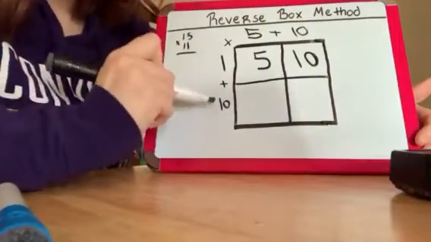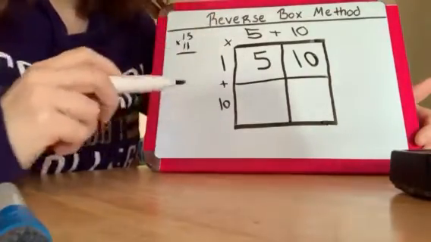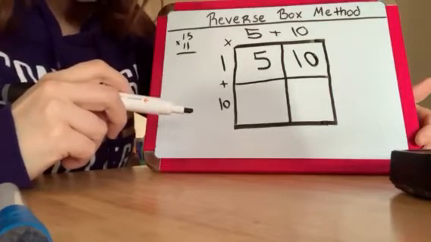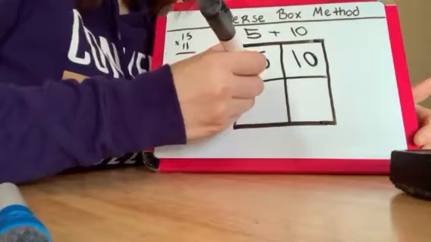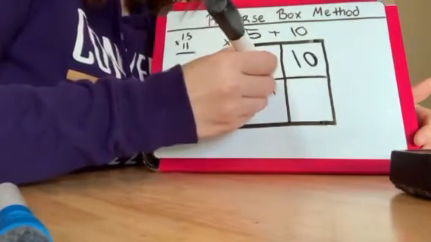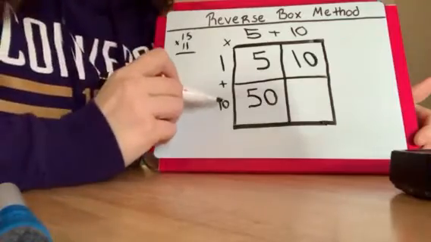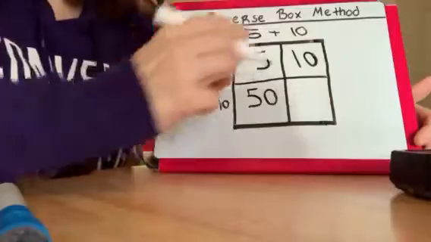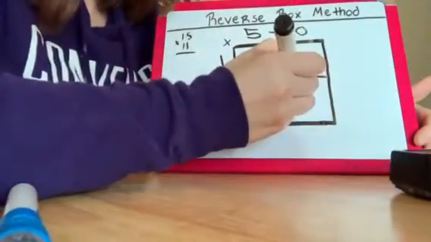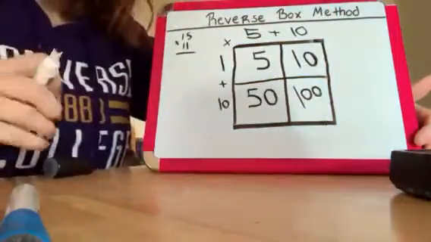Now we're going to move down to the second row and multiply 5 by 10. And so any number multiplied by 10, we just add a 0 to it. So 5 multiplied by 10 is 50. So we're going to put a 50 in this box right here. And next we're going to multiply this 10 by this 10. And again, any number multiplied by 10, just add a 0 to it. So that's 100. So we're going to put 100 in this box right here.